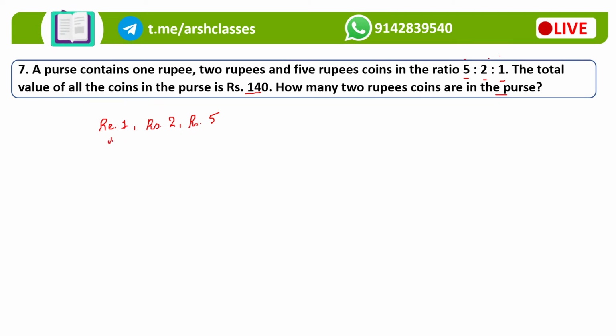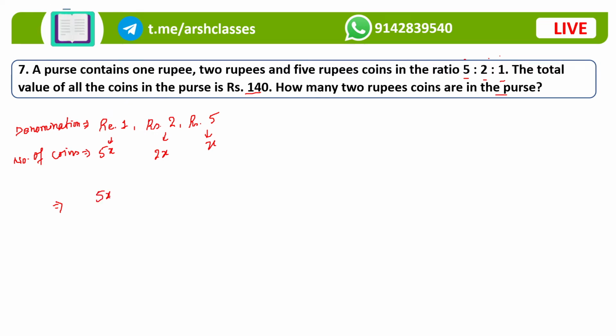So can I say that rupee 1 coin is nothing but 5x? Rupees 2 coin is nothing but 2 times of x. And rupees 5 coin is nothing but x. So the total amount that we will get here is 5x into 1. How do we get the total amount? Keep in mind, the denominations into the number of coins. Here rupee 1, 2 and 5 is the denominations part, and the other is the number of coins, whatever is given in the question. So always the denominations into the number of coins will give you the total amount.